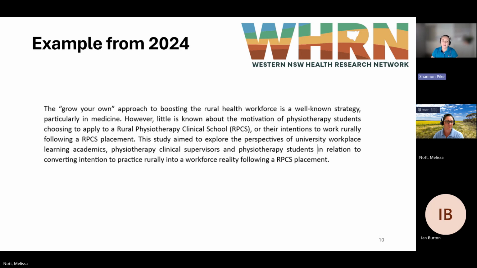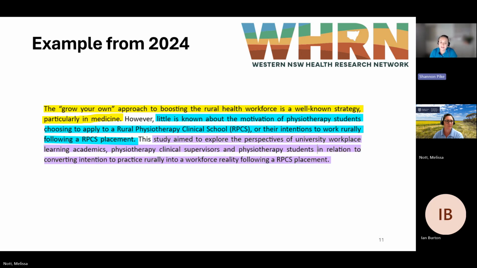So now we're going to highlight the first section there. So you can see in yellow, this is where we can show what we know. So the grow your own approach, we know is a well-known strategy, particularly in medicine. The blue is where the author has shown what we don't know. So what the gap is in relation to this research. And then finally pulling it together, the purple highlights then therefore what the study aims to do and places that research in context.